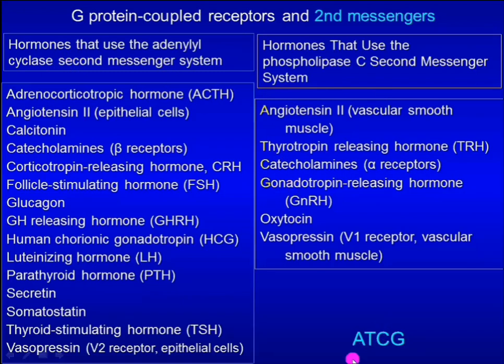A represents angiotensin II receptor in vascular smooth muscle. T represents thyrotropin releasing hormone receptor. C represents catecholamine alpha receptor. G represents gonadotropin releasing hormone receptor.